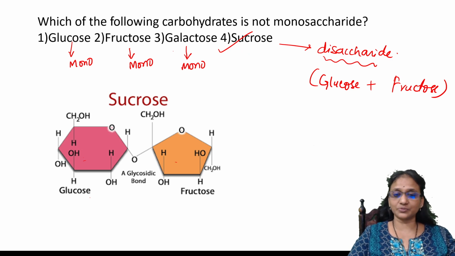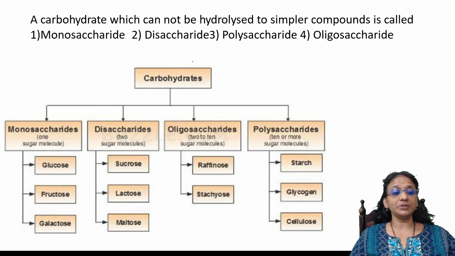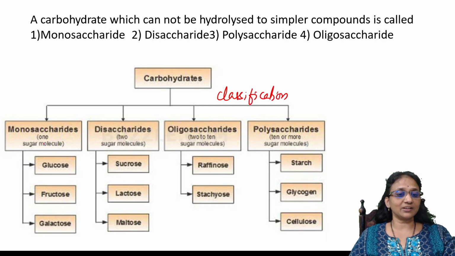All right. Next question, students. Which carbohydrate cannot be further hydrolyzed into simpler compounds? Very good. If I see the classification of carbohydrates, students, just check. The first classification is monosaccharides, disaccharides, oligosaccharides, and polysaccharides. See here, monosaccharides have only one unit. That's why monosaccharides cannot be further hydrolyzed. So the answer is monosaccharides. It cannot be further broken down. It has only one molecule present in it, for example glucose, fructose, galactose.